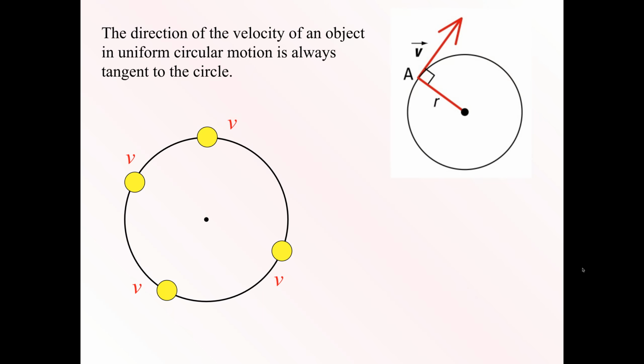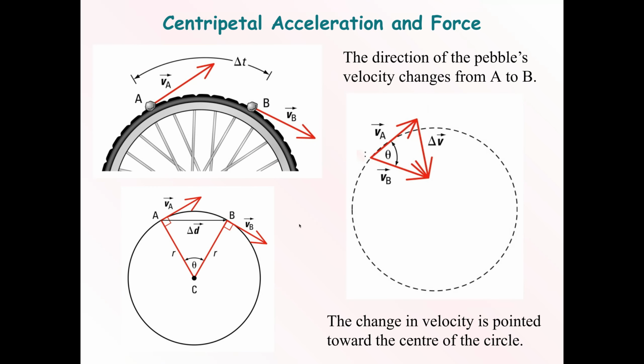The direction of the velocity of an object in uniform circular motion is always tangent to the circle. Tangent means coming straight off of the circle. So if this is point A, this is our radius, and our velocity would be coming straight off. As you can see here, at the four different points, our velocities are coming straight off.